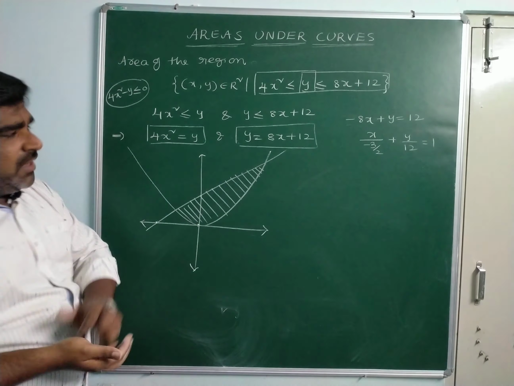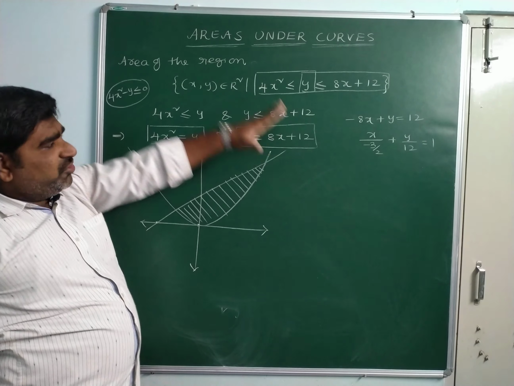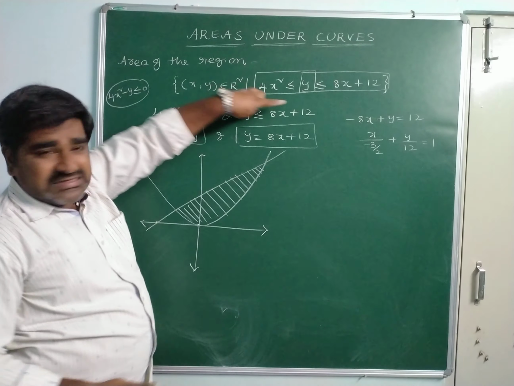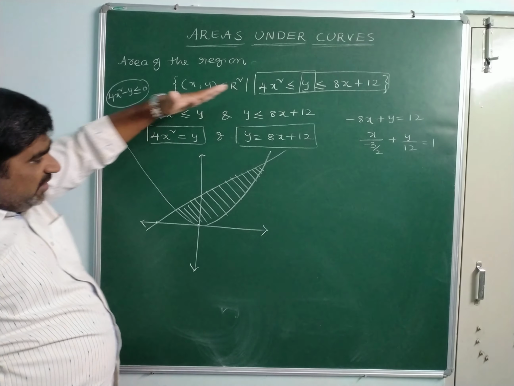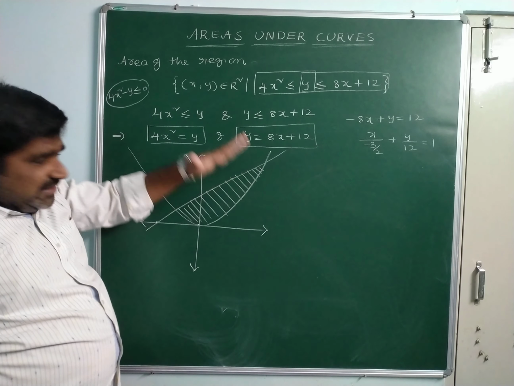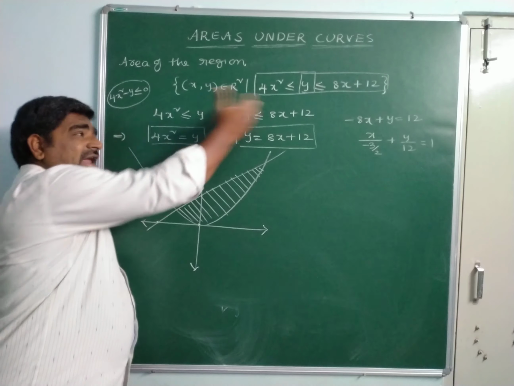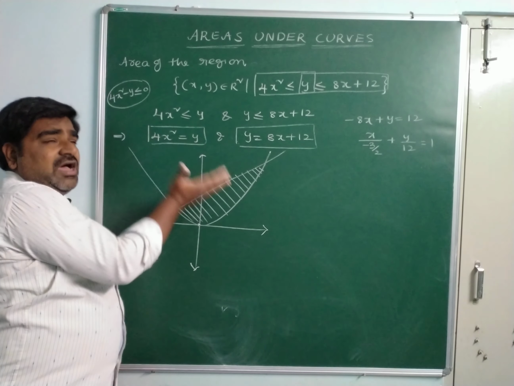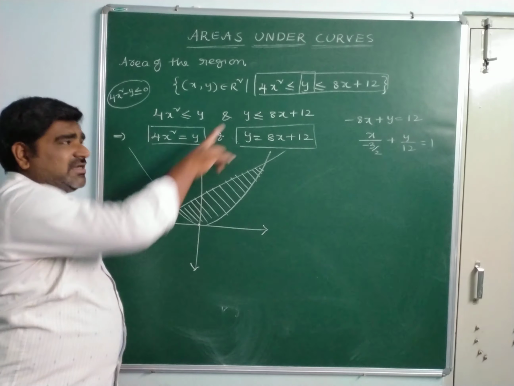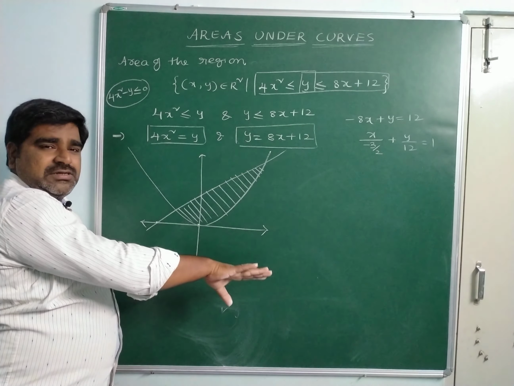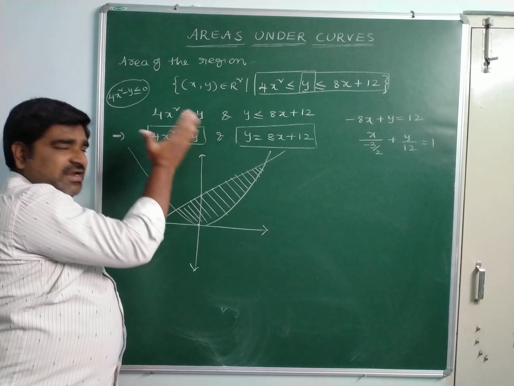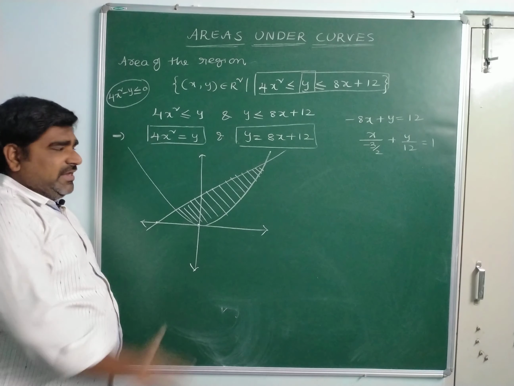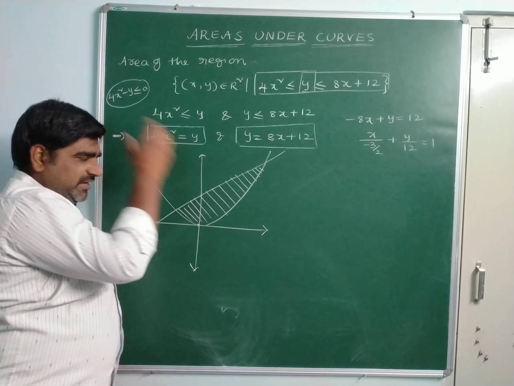Now y less than or equal to 8x plus 12. Whenever less than or equal to symbol is given, it is a straight line and you have to consider the area which lies below the line. And whenever y greater than or equal to 8x plus 12 is given, in that case we have to consider the upper part. So less than or equal to is given now, lower part. Inside the parabola, below the line. So this is the region.